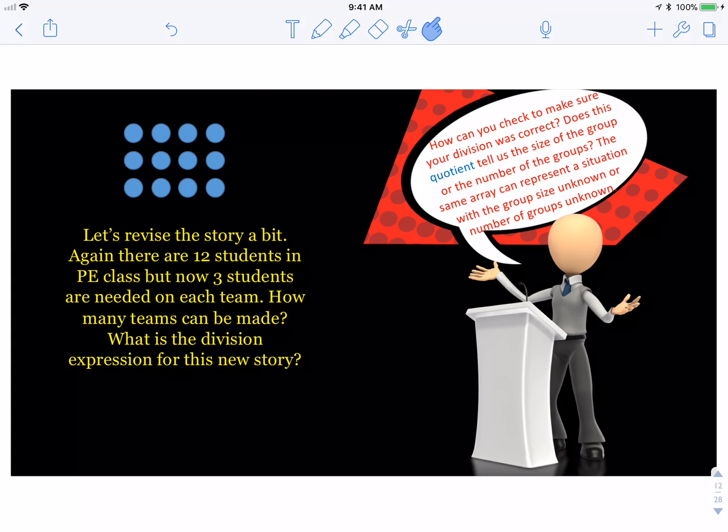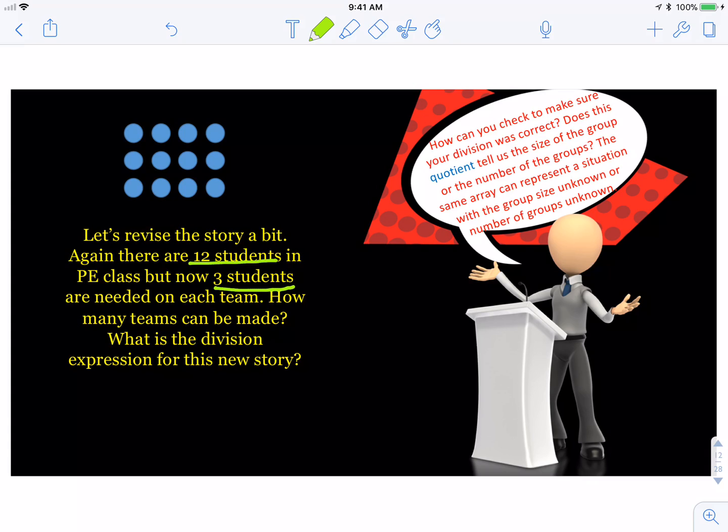The same array can represent a situation with the group size unknown or number of groups unknown. So let's revise this story a bit. Again, we have 12 students in PE, but now 3 students are needed on each team. How many teams can be made?